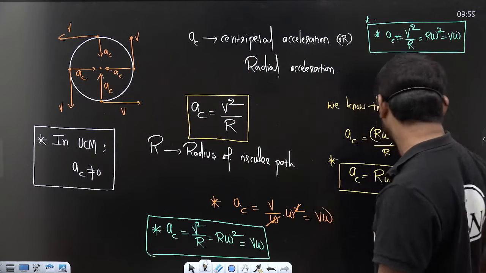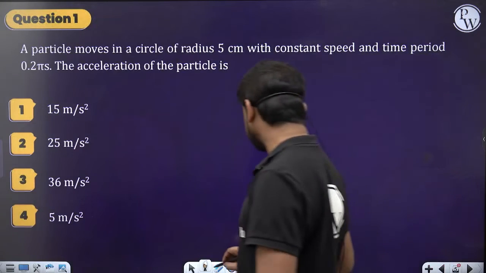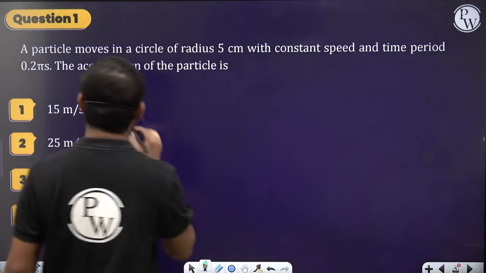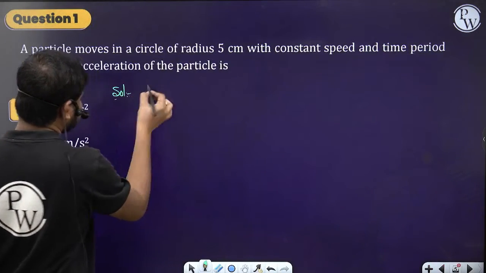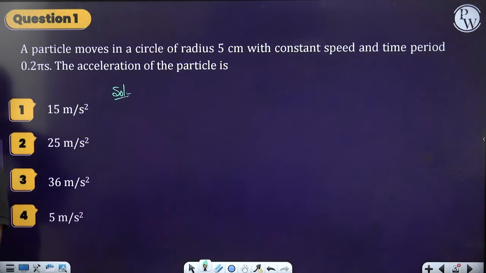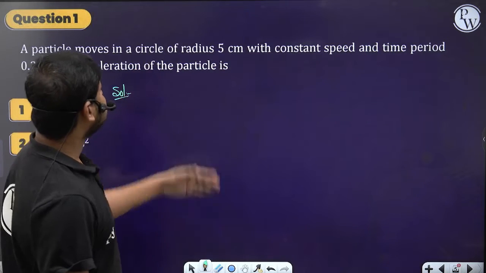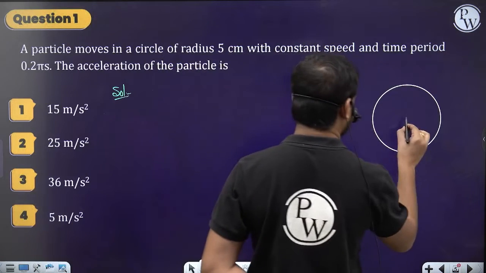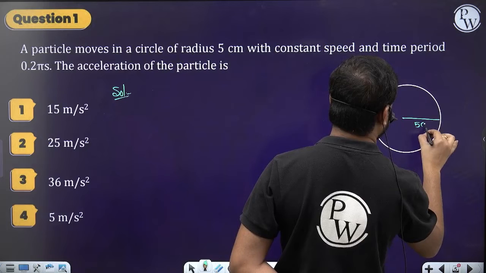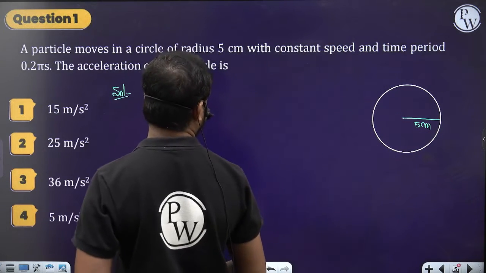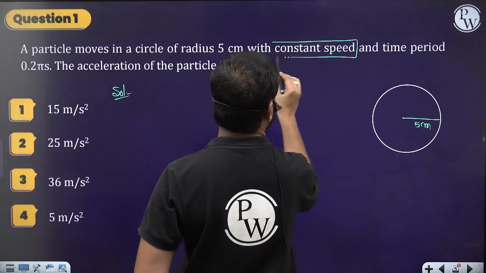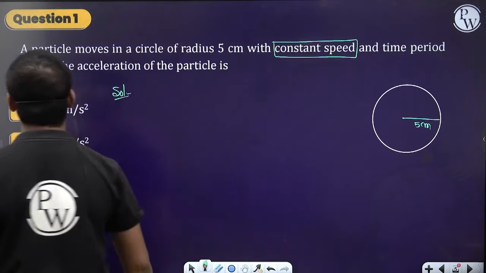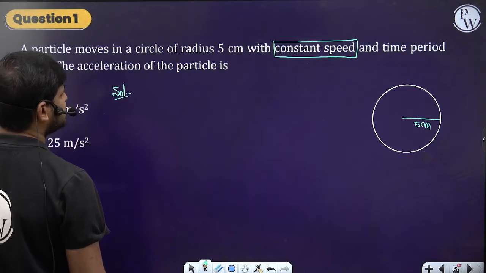So let's take one simple question, guys. I'll stand aside, so just try this question. I'll give you 10 seconds, just get the idea. Simple question. A particle moves in a circle of radius 5 centimeters. See here, this is a circle whose radius is 5 centimeters, with constant speed, so the speed is not changing, and time period 0.2 pi seconds. Find the acceleration of the particle.